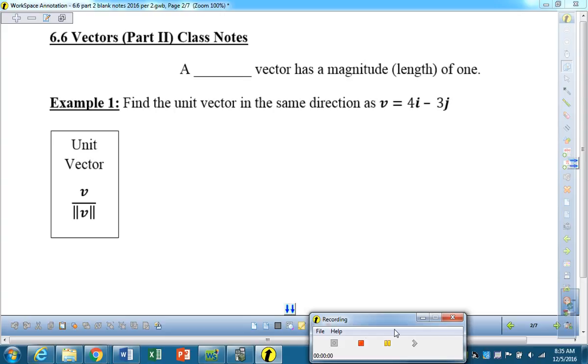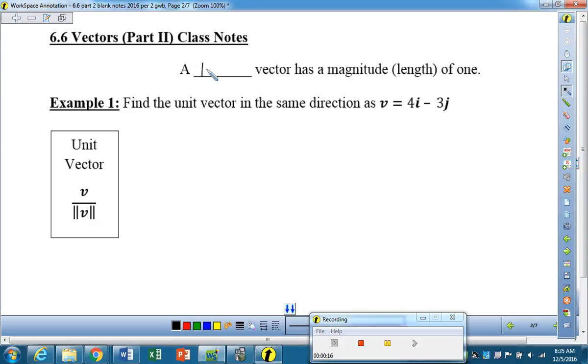All right, so we're going to continue looking at vectors today. So we got sort of an introduction on Friday. Today we're going to see more of the connection of how these vectors relate to trigonometry. So we'll be connecting this to some sine and cosine today. We're going to start by looking at unit vectors.